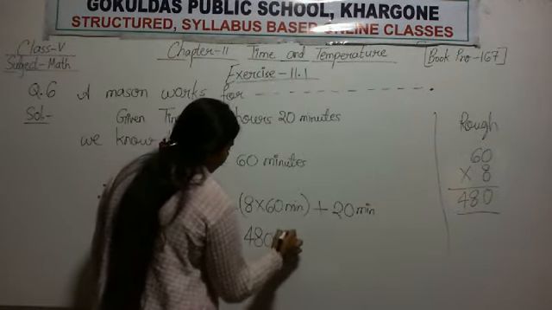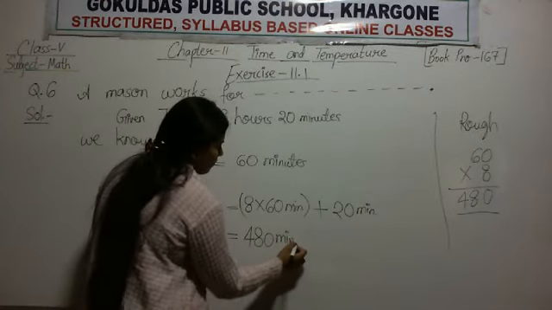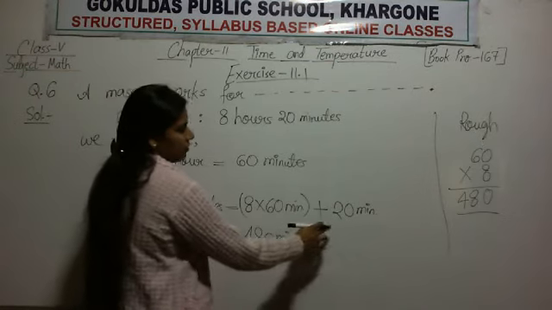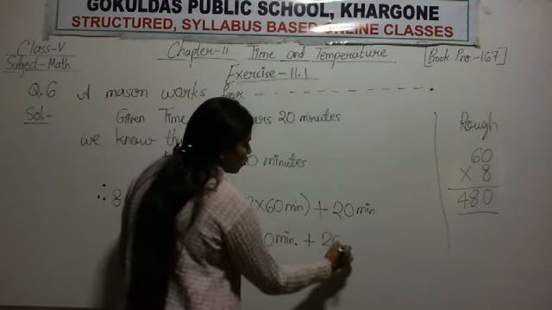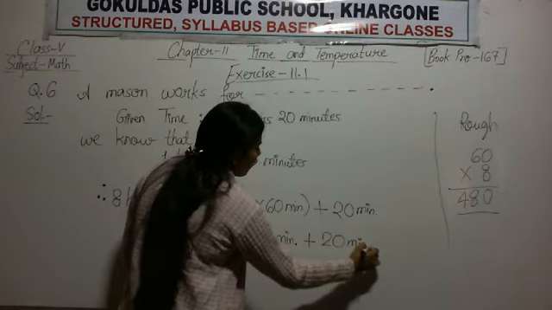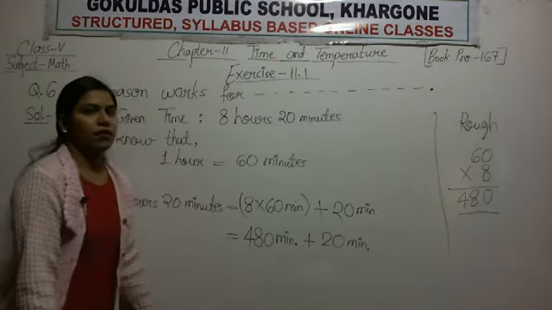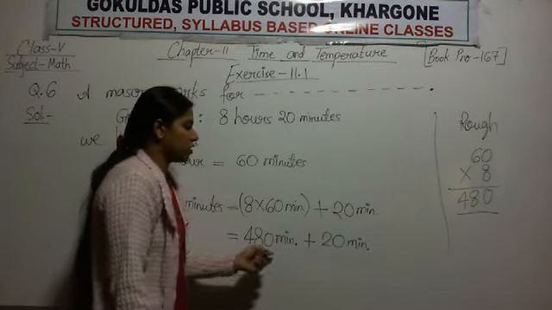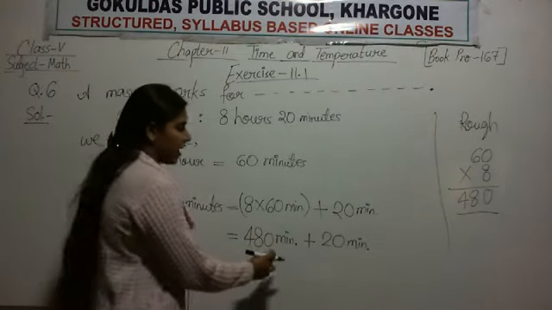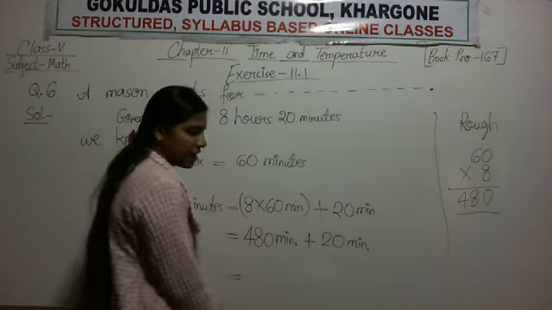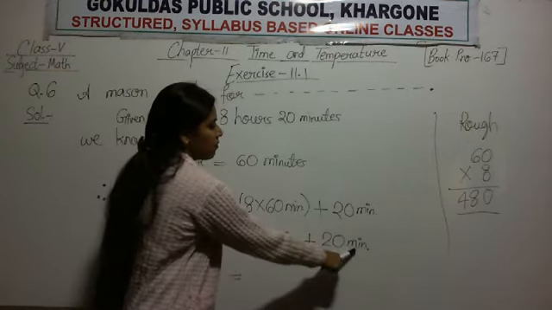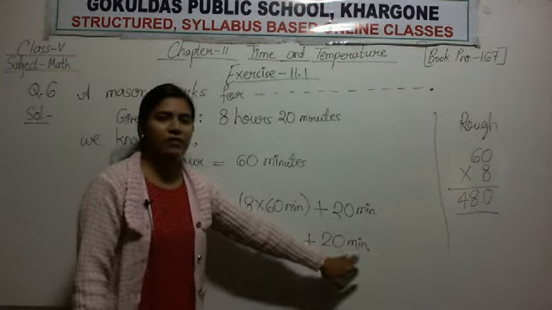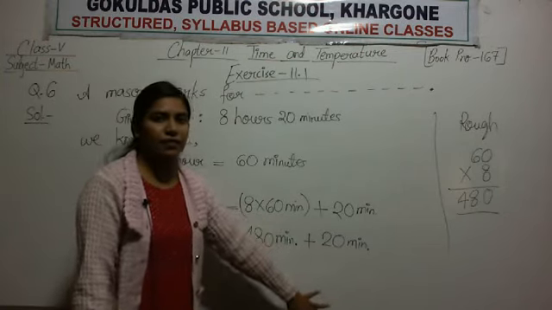480 minutes. The product of these two numbers is 480 minutes plus 20 minutes. Do not forget to write plus 20 minutes. Okay. Now in the next step, add both these numbers. Before adding, check the units. Their units are same. This number is in minute, this number is in minute, so we can add them. But if one number is in hour and the other one is in minute or second, we cannot add them.